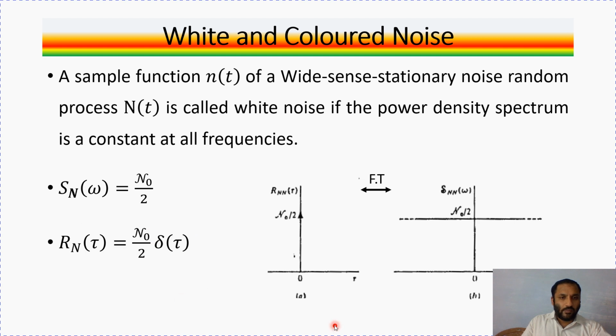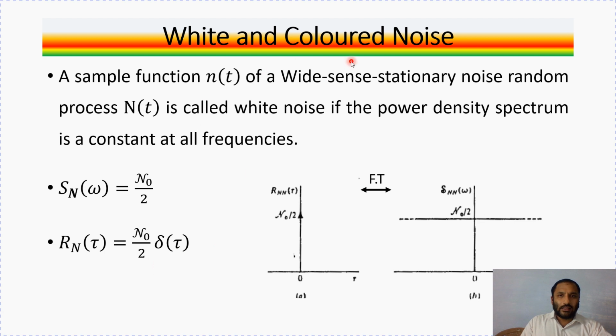So that picture is shown in this left hand side diagram. Clear? So in fact, these are equal. That means either we can define this white noise in terms of its autocorrelation function or its PSD. It doesn't matter. Both are equivalent.